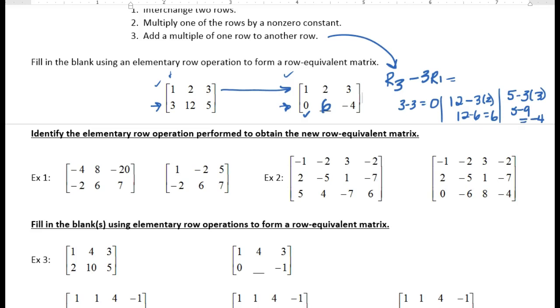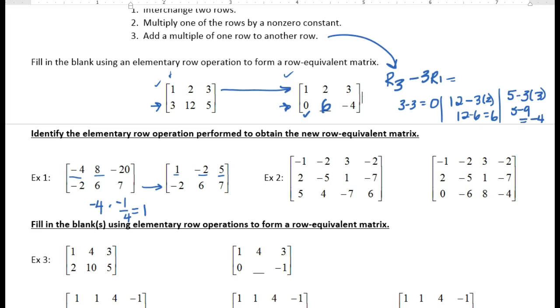Look at the bottom row, 2, 6, 7. The bottom row didn't change at all. So row 2, nothing happened. Row 1, look, it went from negative 4 to 1. It went from 8 to negative 2. And then from negative 20 to 5. So let's think about this. Can I multiply one of the rows by a non-zero constant? Is there something I can multiply through by? Well, maybe if I multiply negative 4 times negative 1/4, also known as dividing by negative 4, that would give me a positive 1.